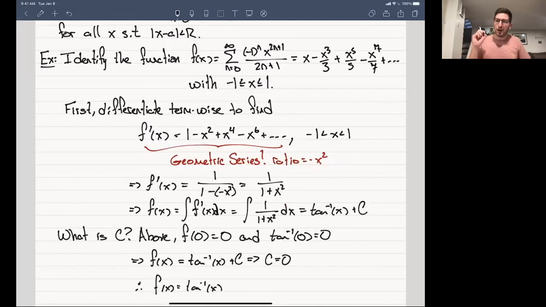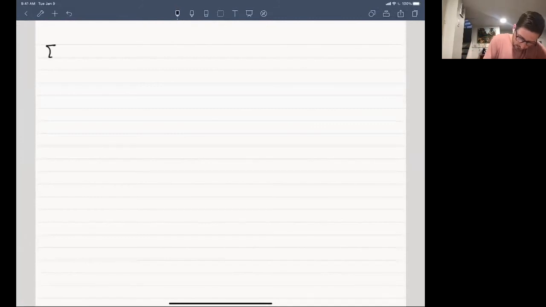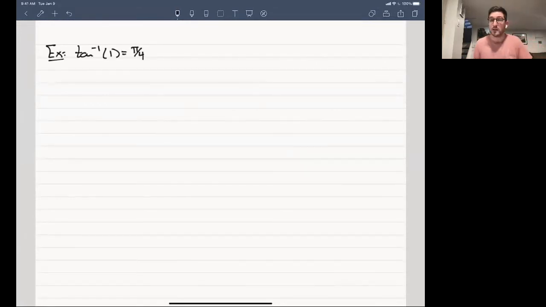Now, I want to show you a really, really cool consequence of this. So for example, tan inverse of 1 is equal to pi over 4, right? That's when sine and cosine are equal to each other. And now we have an infinite sum representation of what pi over 4 is, because it's the sum of minus 1 to the n over 2n plus 1.